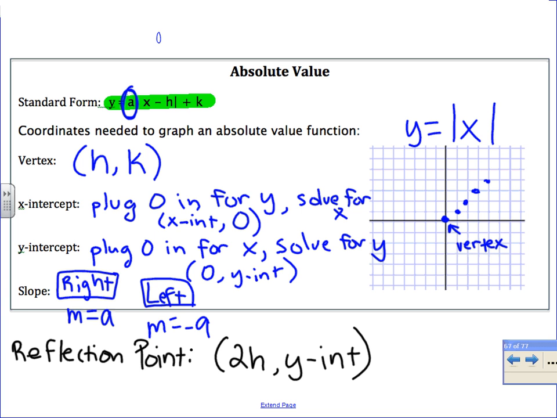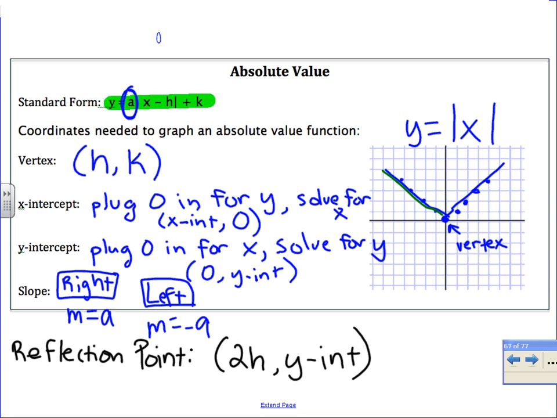We could keep going. The opposite side is going to be negative. Now, because it's negative, this line's going down, so we're going to the left 1, up 1, to the left 1, up 1. So if we connect these, let me show you what happens.